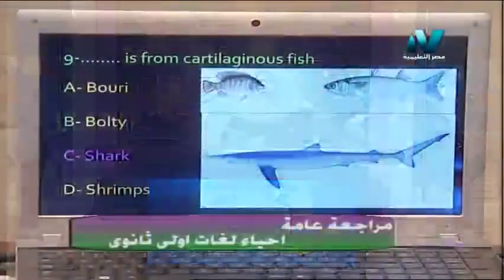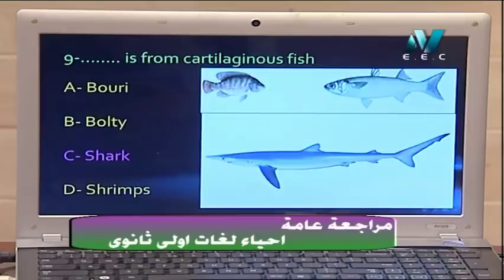The scales here are bony scales. When you look at the picture in front of you, this is the operculum. Here, no operculum at all. The mouth here is ventral, the mouth here is terminal. Fertilization in the bony fish is external fertilization.